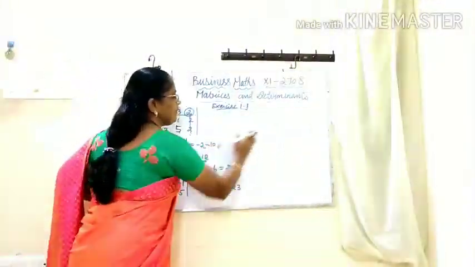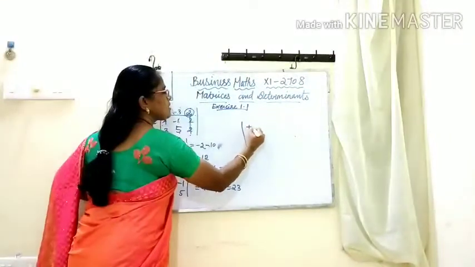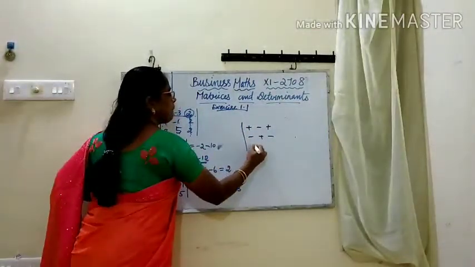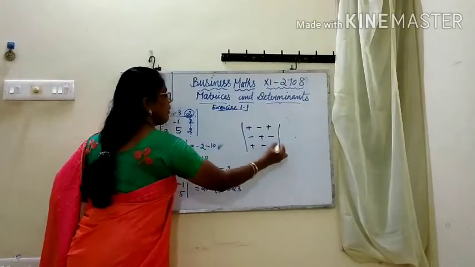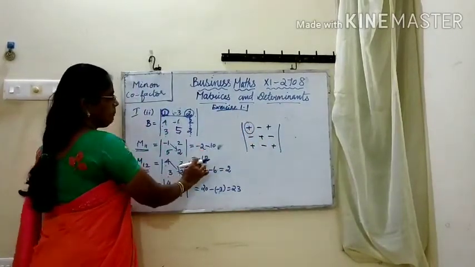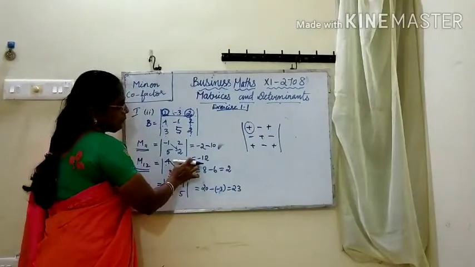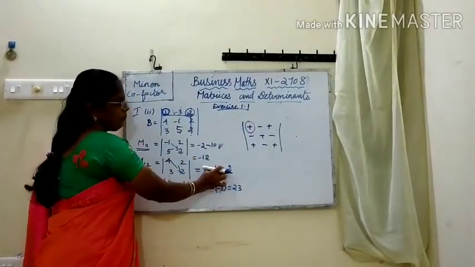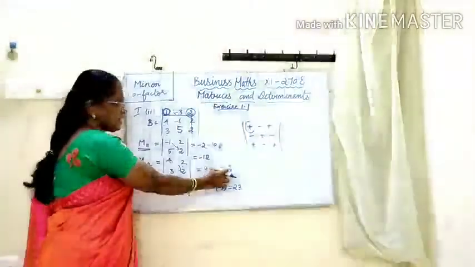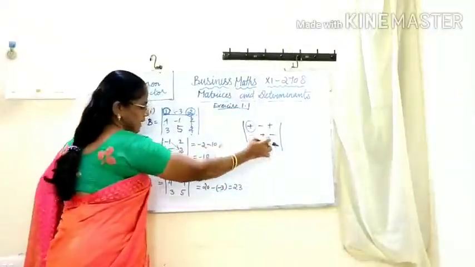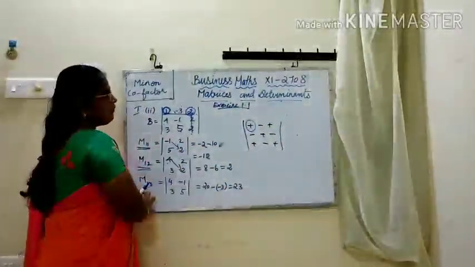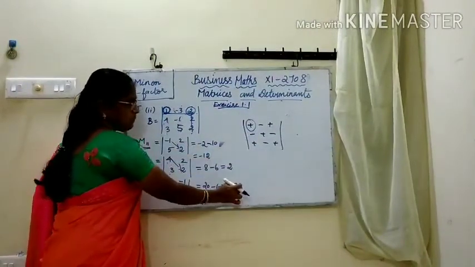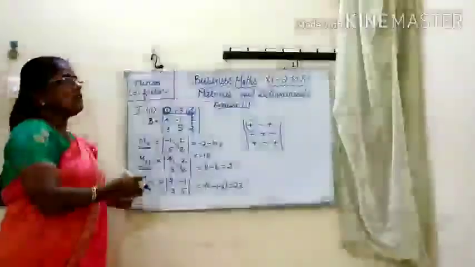Afterwards, you give the signs: plus, minus, plus, minus, plus, minus, plus, minus, plus. For M11 you give a plus sign, so the cofactor becomes minus 12. For M12 you give a minus sign, therefore the cofactor is minus 2. Next for the first row, third element, you give a plus sign, so it becomes plus. Likewise you find the minor and the cofactor.